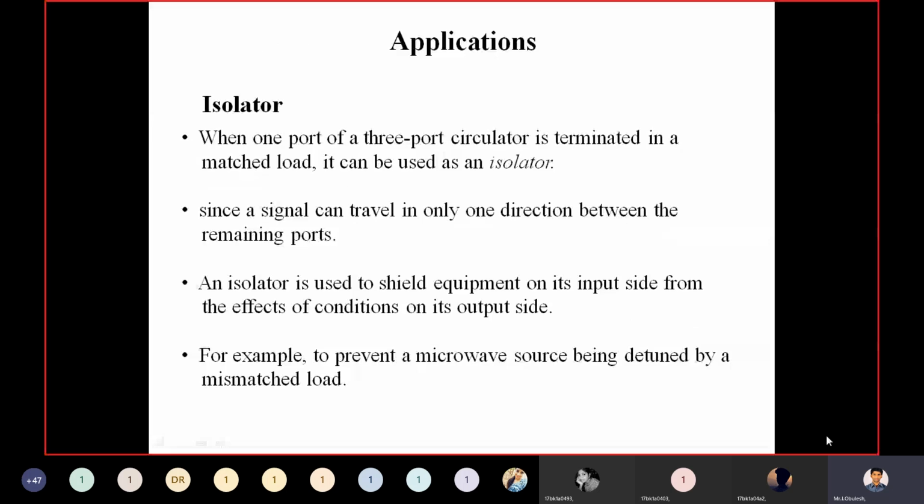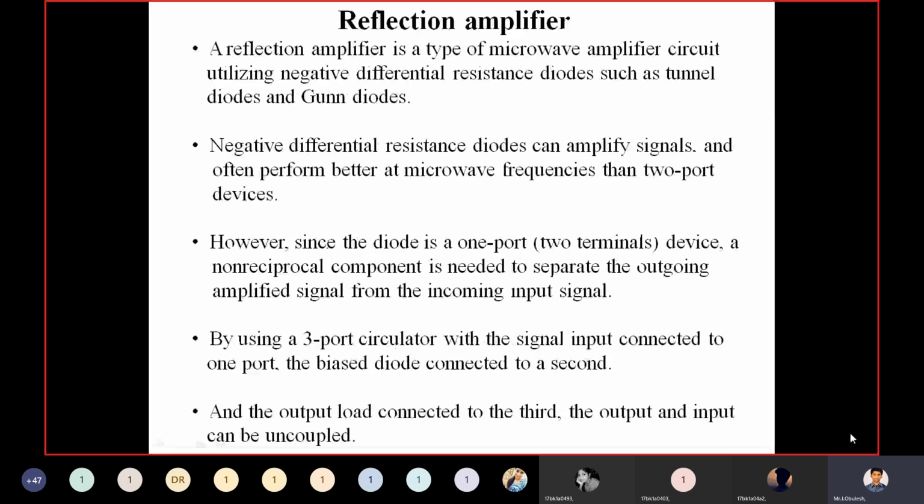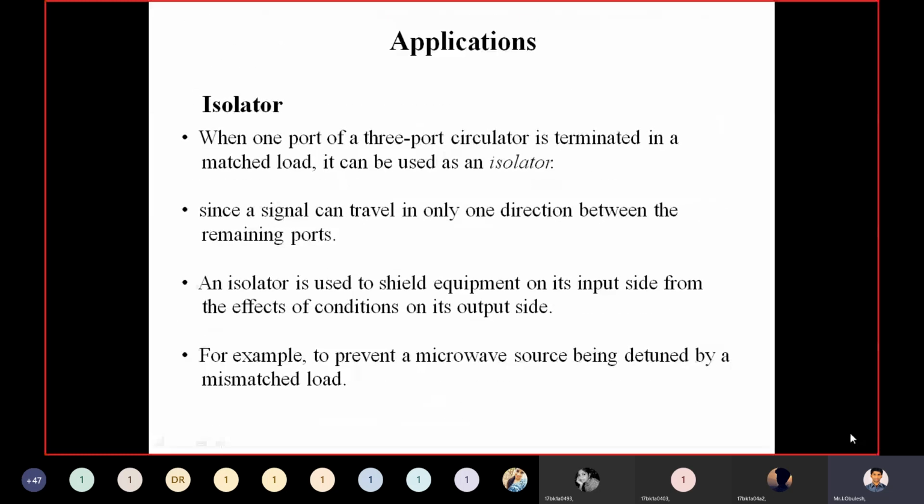Coming to applications. We have a number of applications, among which we are going to discuss three major ones. Those three applications are the isolator, the duplexer, and the reflection amplifier. First one is the isolator.